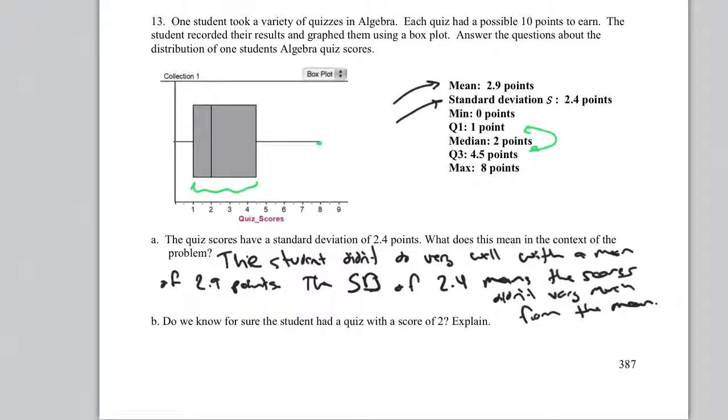Okay, and then finally, just a little reminder question. B says, do we know for sure the student had a quiz with a score of 2? And why is it asking about 2? Well, that's the median. His median score was 2. And no, we don't know that because we don't know if a median is actually in the data set. A median could be the average of 2 data points. So no, the median is not guaranteed to be in the data set.